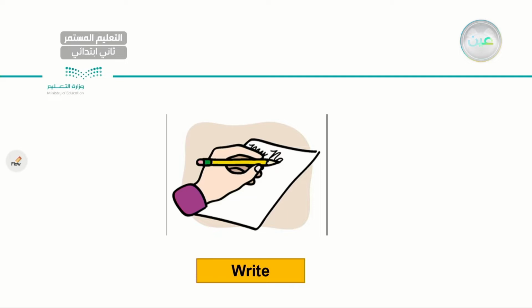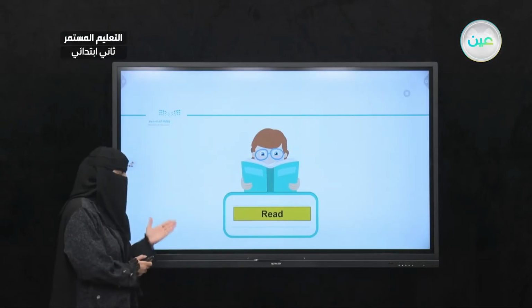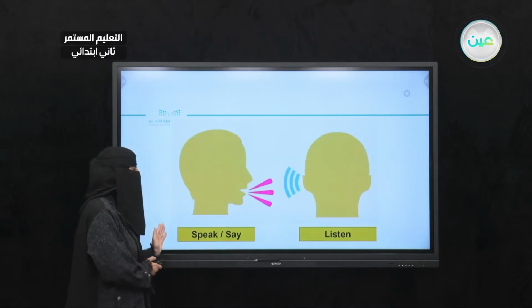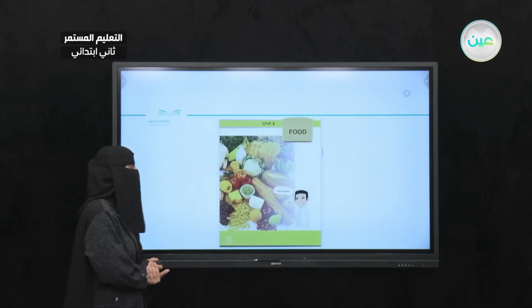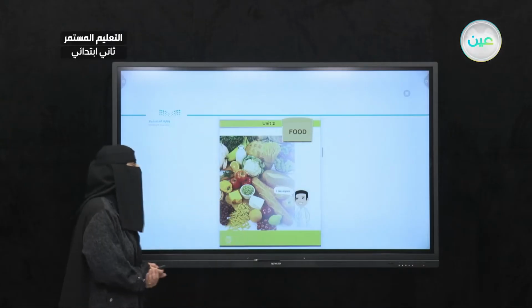Make sure you have your notebook and some pencils right next to you, in order to take some notes. Of course, we are going to read some new vocabulary. For this section, make sure you are sitting in a very quiet place so you can hear me while I speak out the words. Make sure you listen and repeat them as well. This is the cover of Unit 2. As you can see here, I have the word food, where you can see different kinds of foods, vegetables, fruits, pastas, and so on.